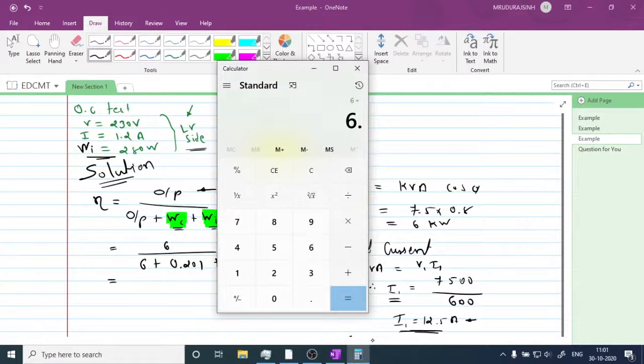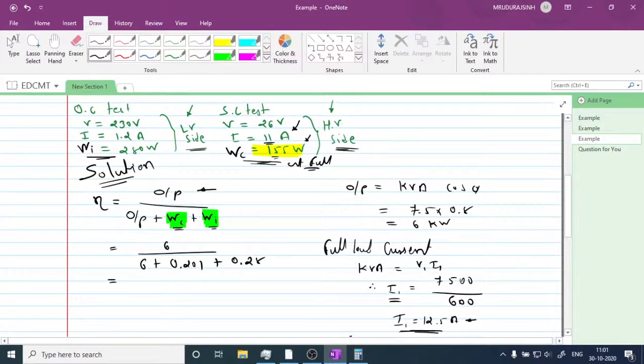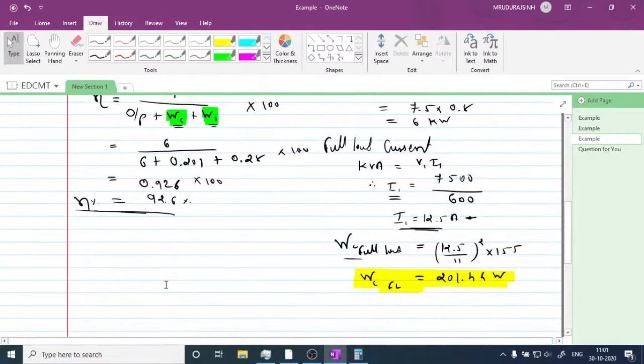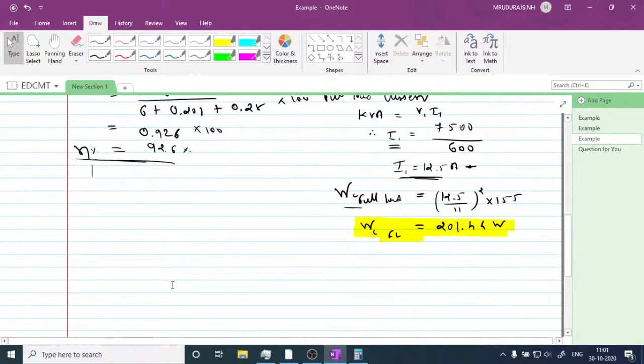6 divided by 6.481 gives us 0.9257, so it's 0.926, right? We want to calculate the efficiency in percentage, so we need to multiply it with 100, and when we multiply it with 100, we will get percentage efficiency, and that is 92.6%. So this is how we can calculate the efficiency. So now we know the efficiency. We want to know the percentage regulation.